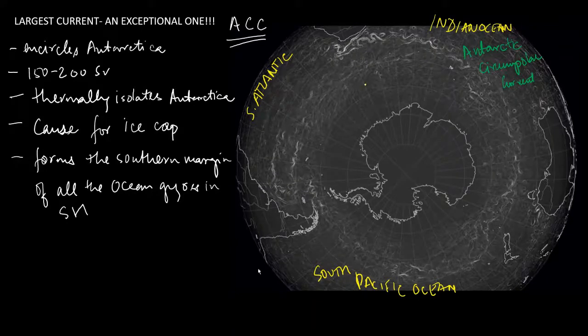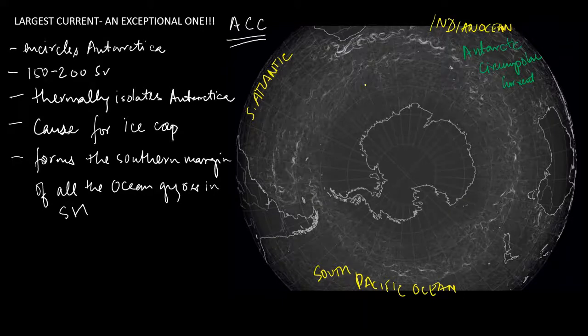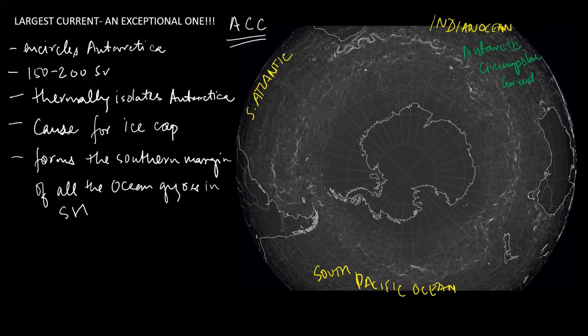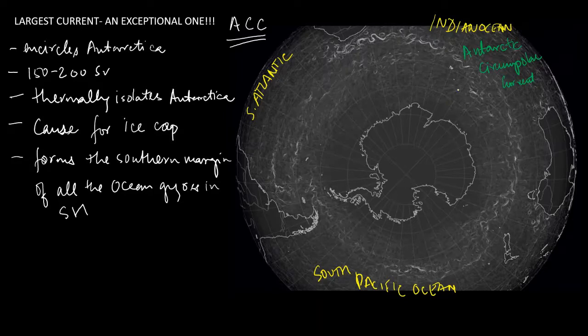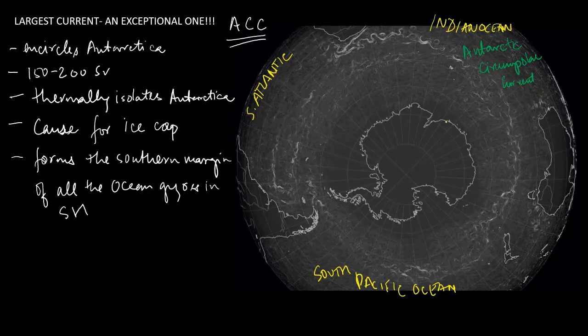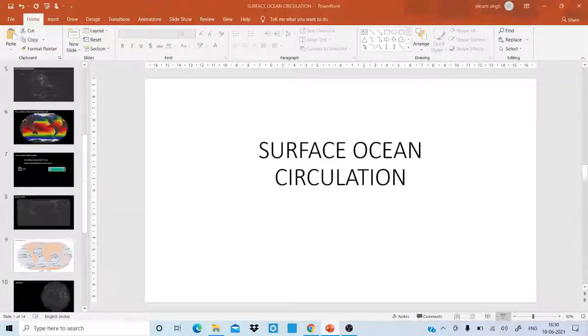as a thermally isolating current which separates Antarctica from the entire globe and does not allow the heat to come over here, and is responsible for the polar ice cap. Let me now show you these things on that map.